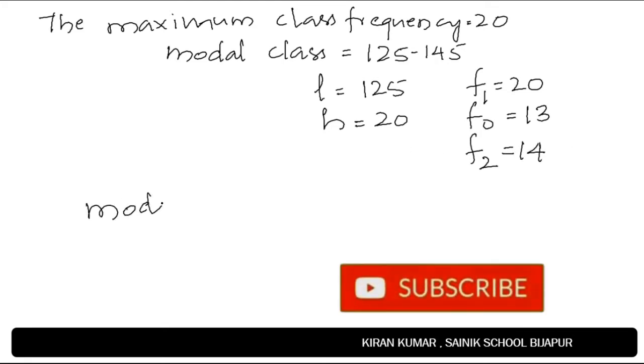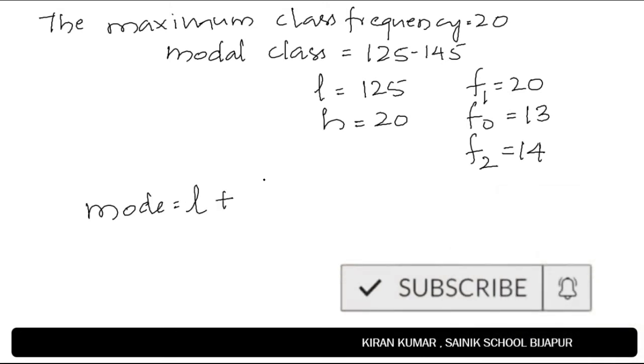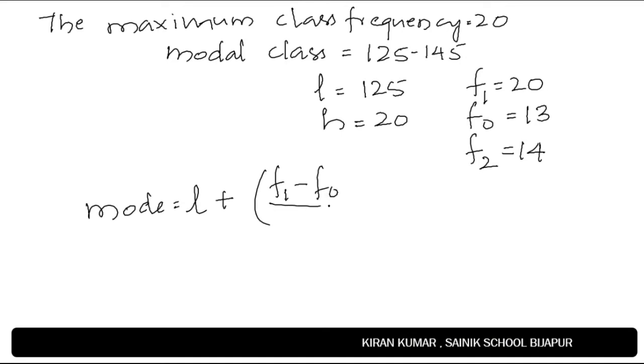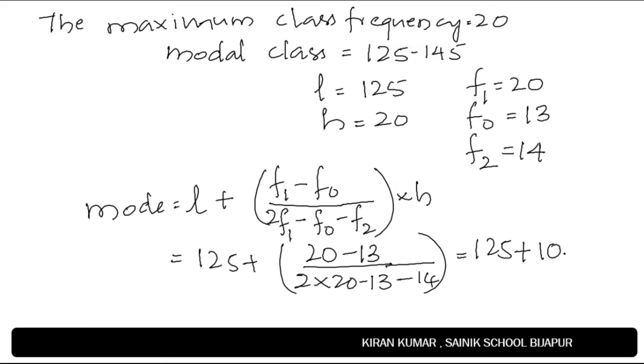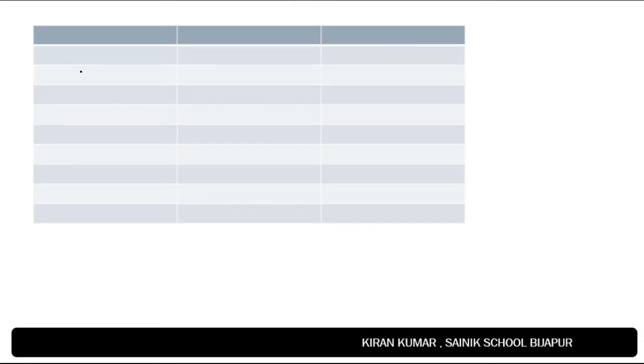So the mode is given by lower limit plus the frequency of the modal class minus the frequency of the preceding class, divided by 2 times frequency of modal class minus the frequency of the preceding minus succeeding, into h. Let us substitute: 125 plus 20 minus 13 upon twice 20 minus 13 minus 14. This will be equal to 125 plus, on simplification we get it as 10.76, so it is 135.76. Now to find the median we require the cumulative frequency.